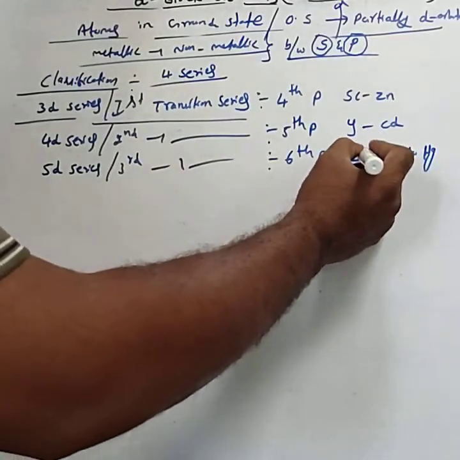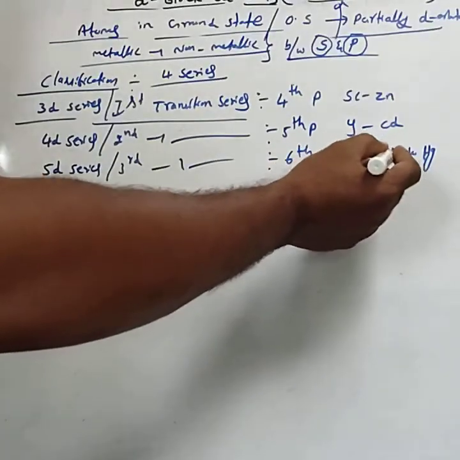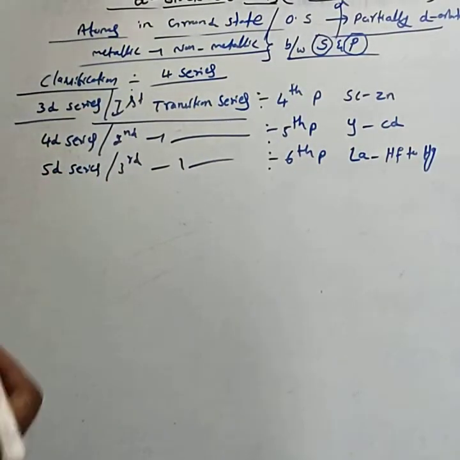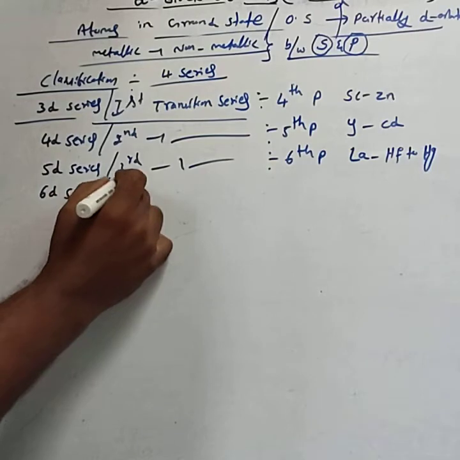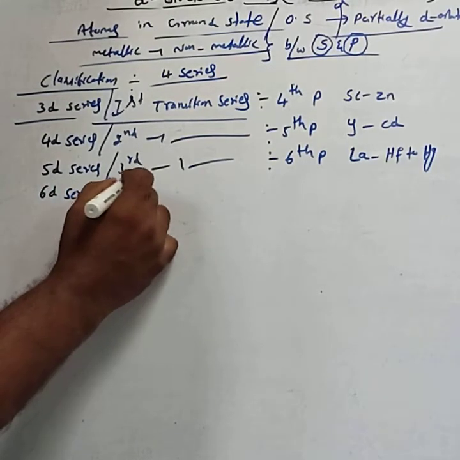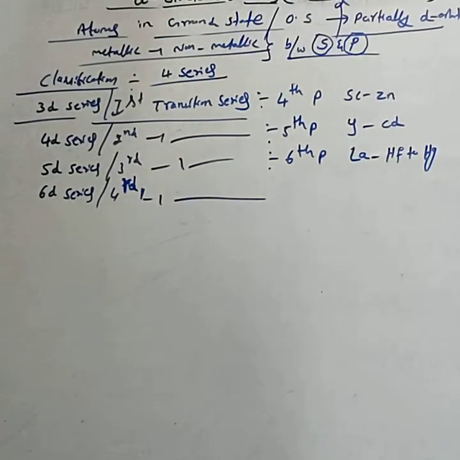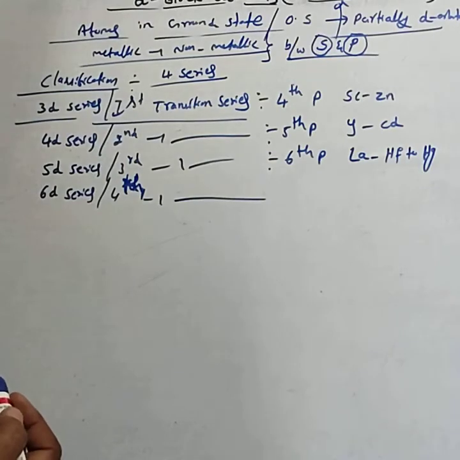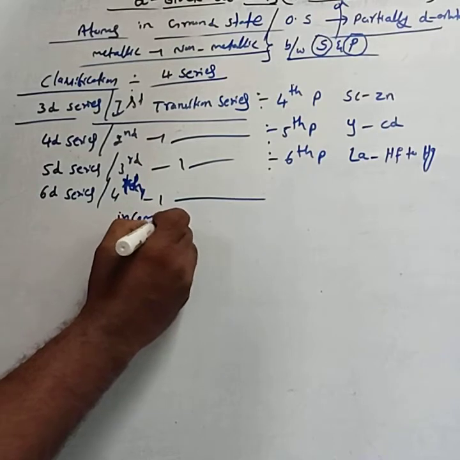After lanthanum, 14 elements are missing. They are considered as F block elements. Lanthanum, followed by hafnium to mercury. Those are called the 5D series. Then similarly, the 6D series, called the fourth transition series. This 6D series is an incomplete series.